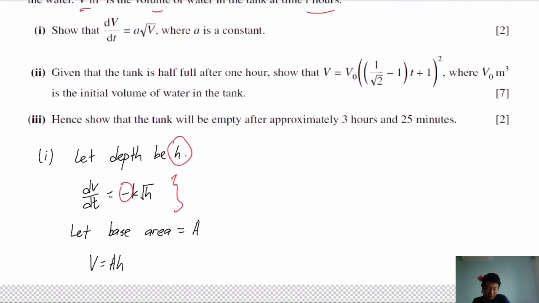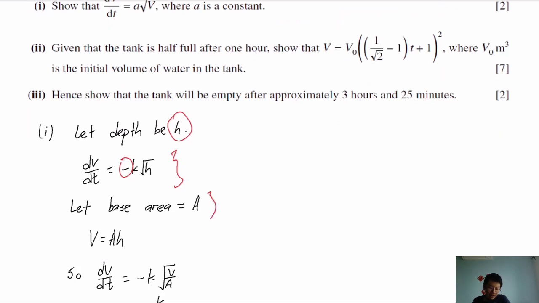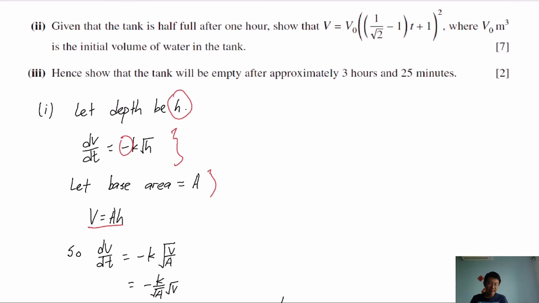So later on, we have the base area equals A. This is also something that we define, because we do not know what the base area is. They never give us a base area here. So for this base area, we know that the volume is given by A h.